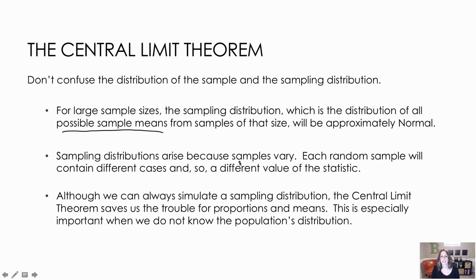Sampling distributions arise because samples vary. So if you watch the bunnies video, each time he took a sample of different bunnies, you got a different mean of the weights of those bunnies, but overall, all of the samples together made that normal model. And the central limit theorem is essentially what's going to help us to do some calculations even when we don't know information about the population.